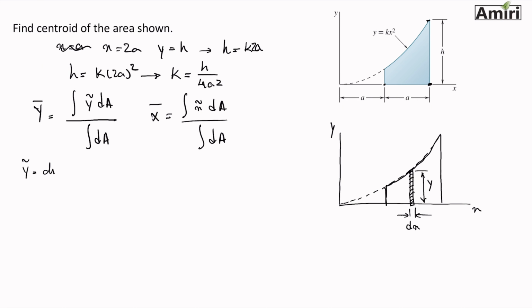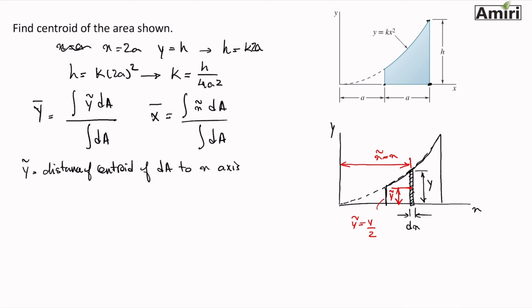Y tilde is the distance of the centroid of that little element to the x-axis. The centroid of this element, it's a rectangle, so it's going to be the center of it. This is y tilde. And then the distance of the centroid of it to the y-axis is going to be my x tilde, which in this case is just x.